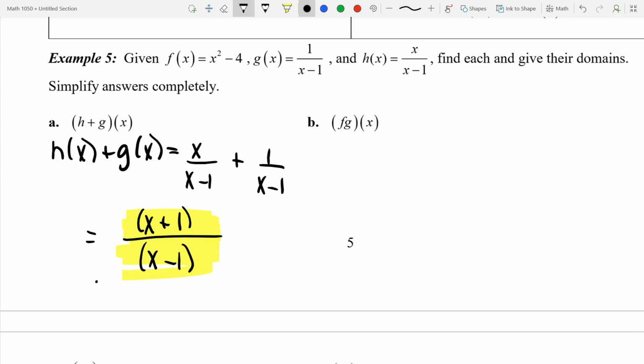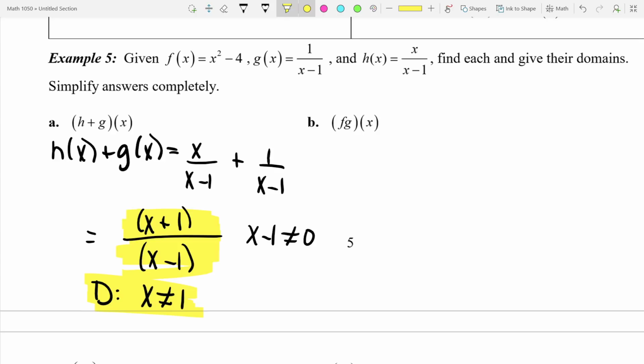Now, they also asked me to list the domain. Two things I need to look for. Do I have a fraction with an x on the bottom? Yes. X minus 1 cannot be 0. Do I have an even root anywhere in my problem? No. So if I solve x minus 1 cannot be 0, that tells me x cannot be 1. They didn't tell me what form to write this in, interval, set, inequality. So if they don't tell me, I can write it however I want, as long as it's right. So I'm going to leave it alone and I'm good.